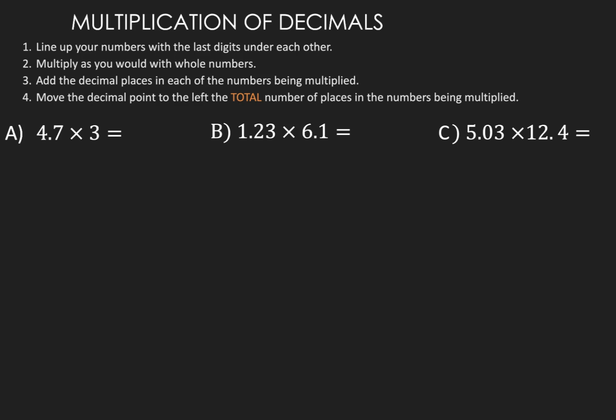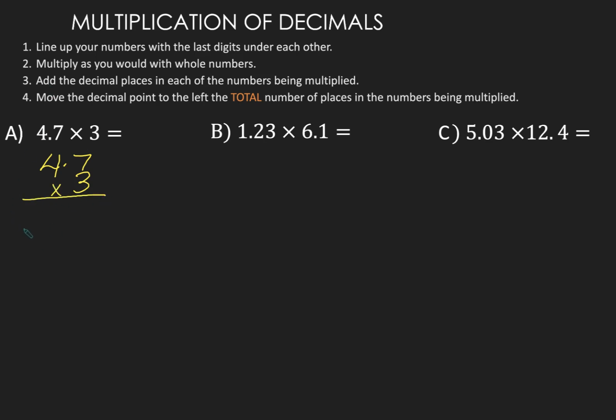We're now on to multiplication of decimals. To multiply decimals, you have four simple rules. The first rule: line up your numbers with the last digits under each other. So let's look at A. 4.7 times 3. I'm going to line up my digits with the last digits under each other, like this.